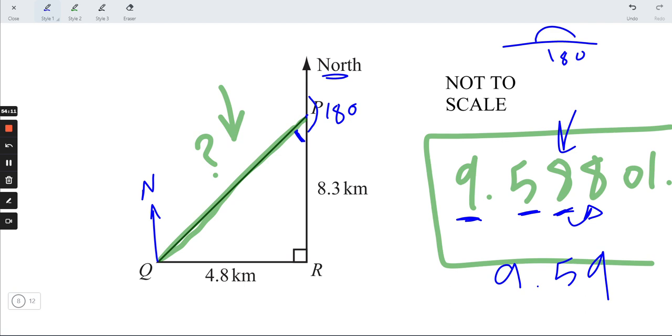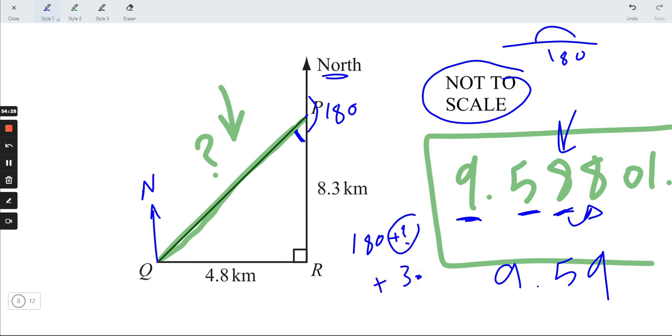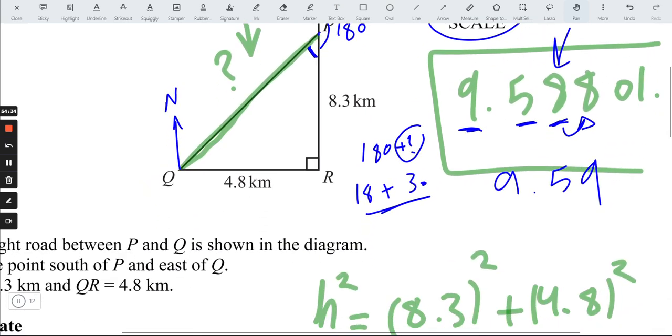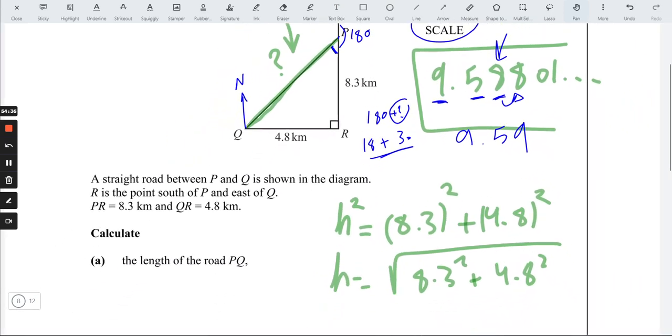Using your protractor, you will find it is not to scale, so it's important to work it out, which is 180 plus something here. I think you can find it if you measure it by protractor. You will find it is 30. But they said not to scale, so you have to work it out this way.